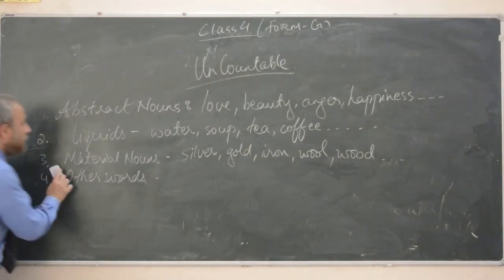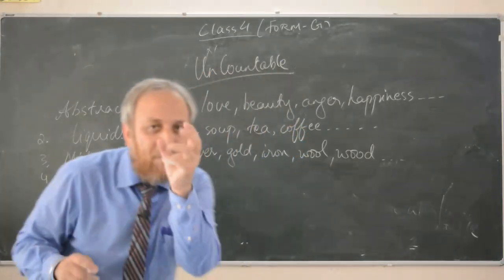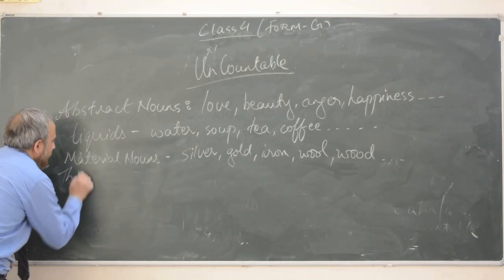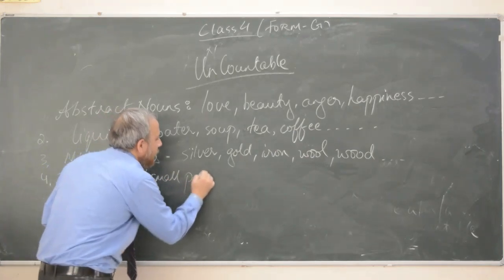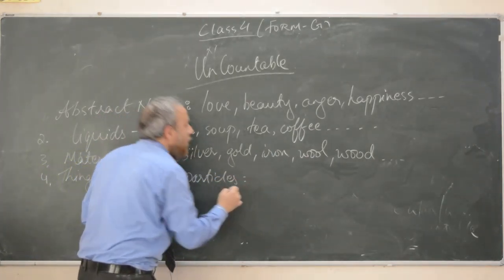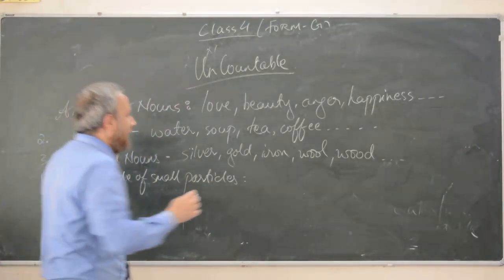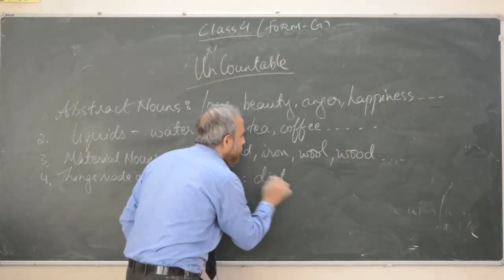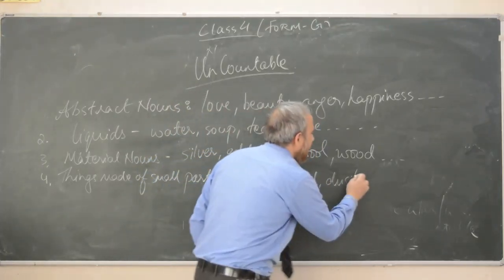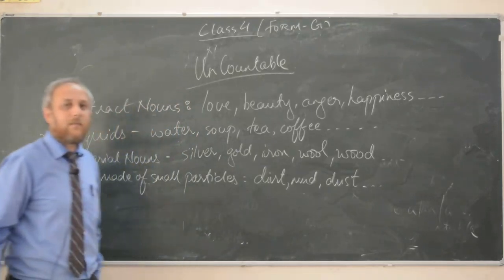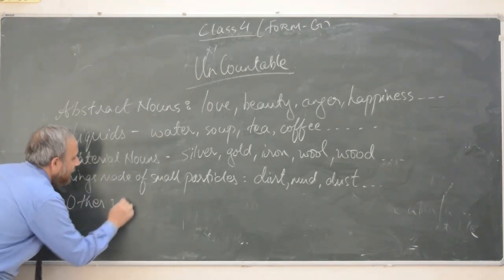Okay, fine. So we can also say that things made of small particles, small pieces, are also uncountable nouns. Like what do I mean? Dirt is an uncountable noun, mud is an uncountable noun, dust is an uncountable noun. It's like that. And then you also have other words too.